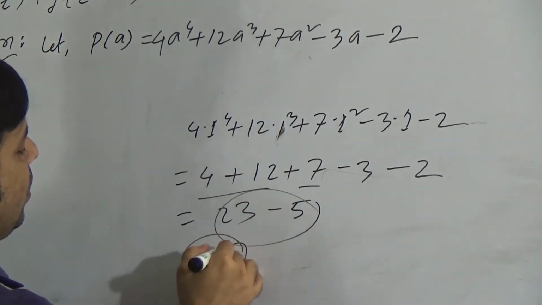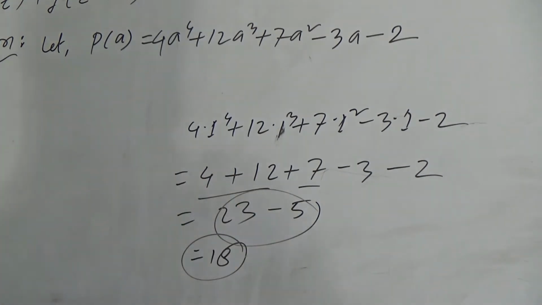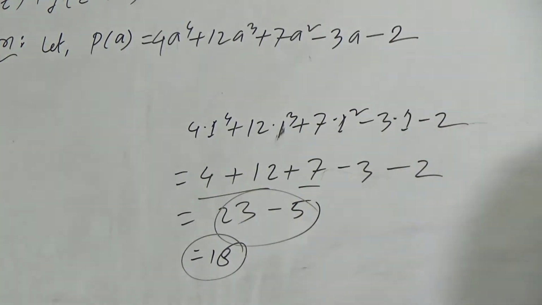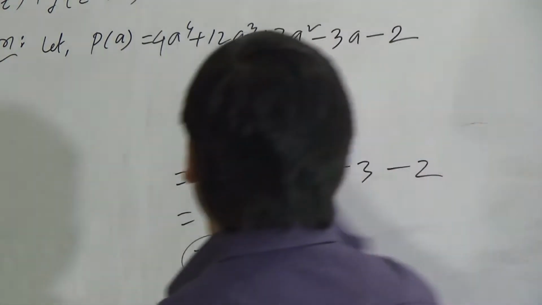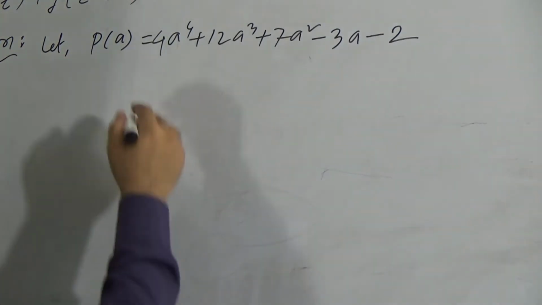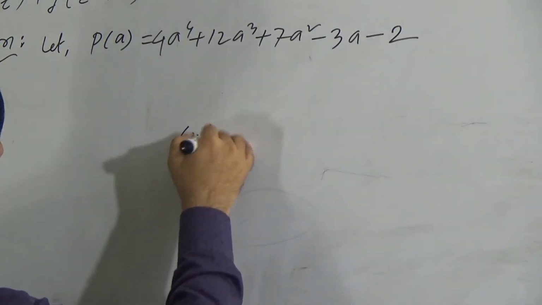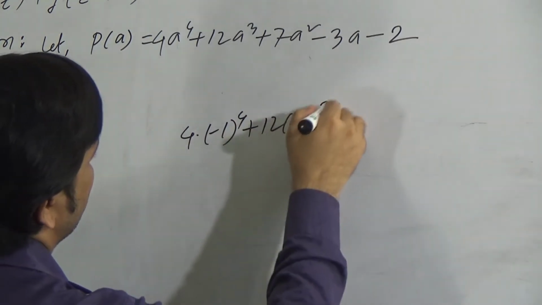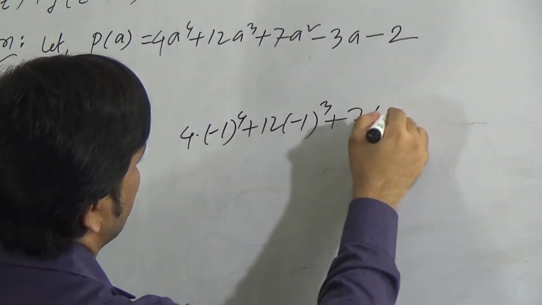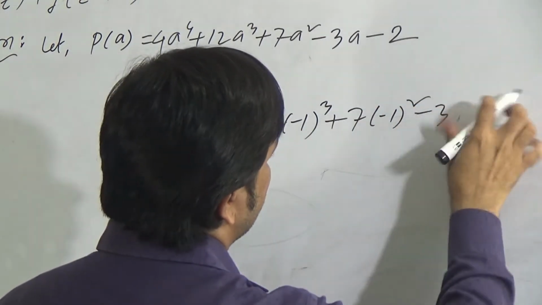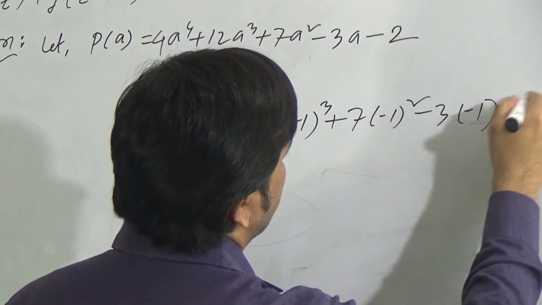We need to consider another value. If we consider minus 1 as the value of a, then we will get here 4 into minus 1 whole to the power 4 plus 12 into minus 1 whole cube plus 7 into minus 1 whole square minus 3 into minus 1 minus 2.